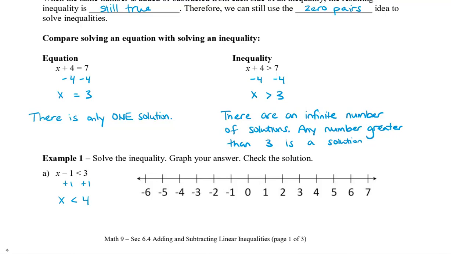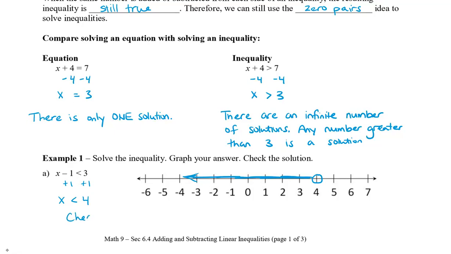So we know that we have 4 as our starting point, and any number x that is less than 4 will satisfy the solution. What I'm going to do is color in and draw an arrow on all the numbers that are less than 4. And remember that because it's less than, not equal to, we circle the number 4 and draw an arrow pointing to the left.